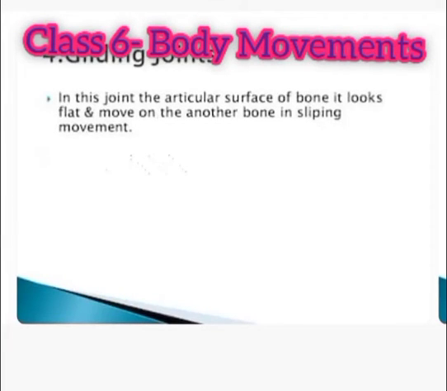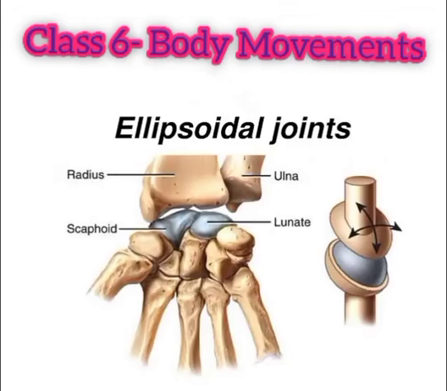Now, another type of synovial joint is the gliding joint. In this joint, the articular surfaces of the bones look flat and move on the other bone in a slipping movement. Now, the next type of synovial joint is the ellipsoidal joint. Ellipsoidal joints, such as the wrist joint, allow all types of movements except pivotal movements. Hence, we can say that joints are just the points at which movements are possible.